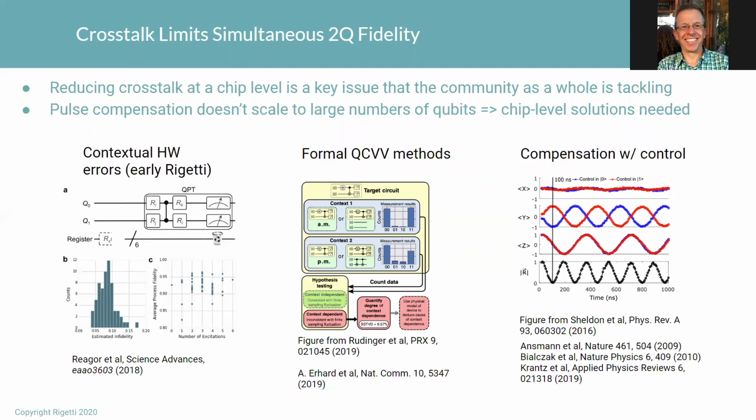Pulse compensation is one of the active approaches, but that does not scale very well to a large number of qubits. And so there's a focus within the community on how we reduce the crosstalk at the chip level.